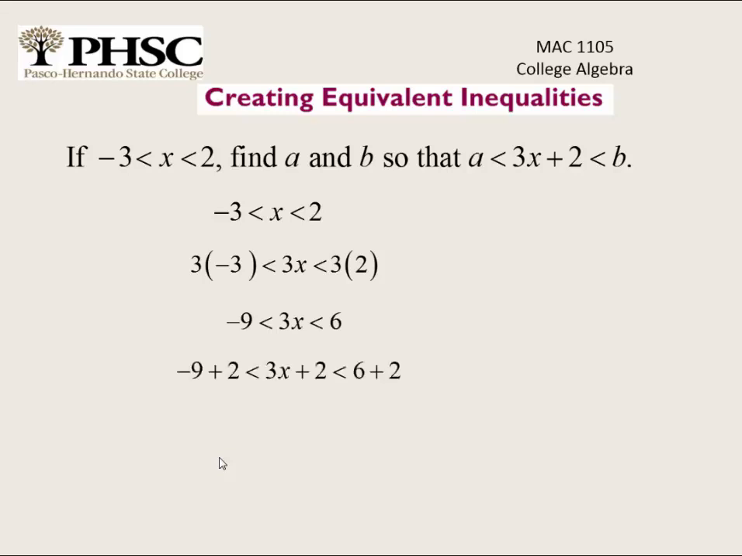And then we're going to add 2 to both sides. And by doing this, we end up with what we have on the top: a is less than 3x plus 2, less than b. So we're going to find a and b, and we get that negative 7 is less than 3x plus 2 is less than 8. So a is equal to negative 7, and b is equal to 8. What we did is just work backwards. We have the solution, and we work backwards to find the inequality.